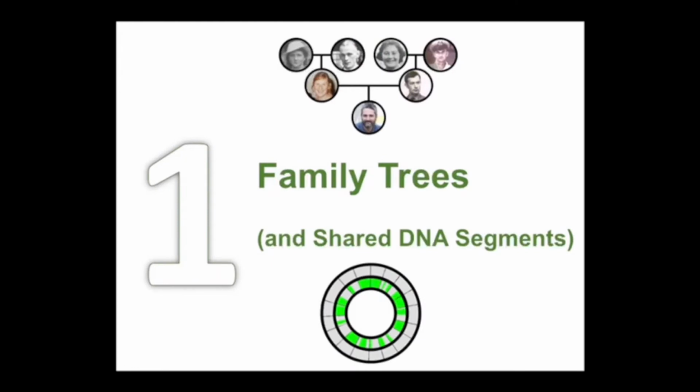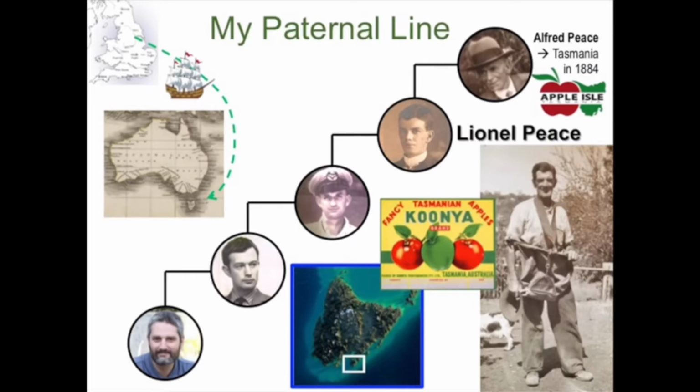So first, about family trees and shared DNA segments. Here's my paternal line, my father and my father's father and father's father's father's father, etc. So at least up to Alfred Peace, who came to Tasmania in Australia in 1884, and his son, Lionel Peace, or Leo Peace, he was actually an apple grower, which I only found out a couple of years ago. My family decided to keep this to themselves, despite all the research I was getting into, and not knowing why I fell into what I did. No one else is otherwise working on apples or anything like that. And so at Cunha, which is where he grew apples, his son was born, and then his son was also born, which is my dad.